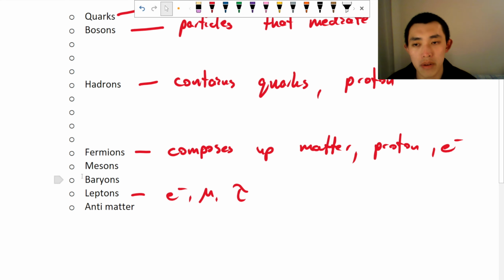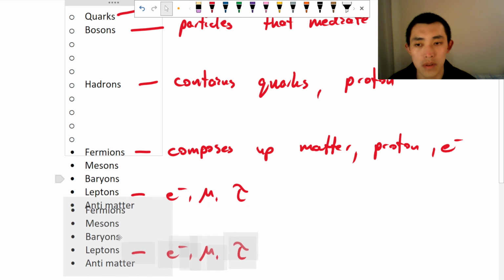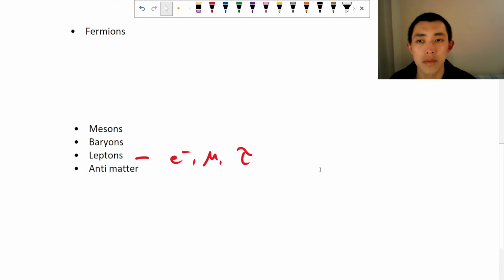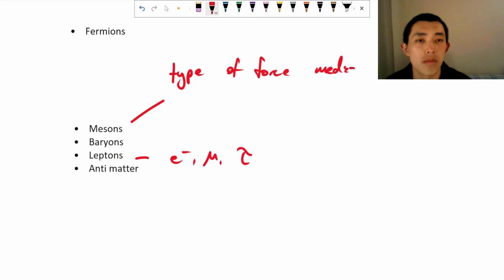Mesons and baryons. So let's consider these ones. So a meson is a type of force mediator. And it's in particular made of a quark and an anti-quark. So for example, we might have a strange and an anti-top quark.